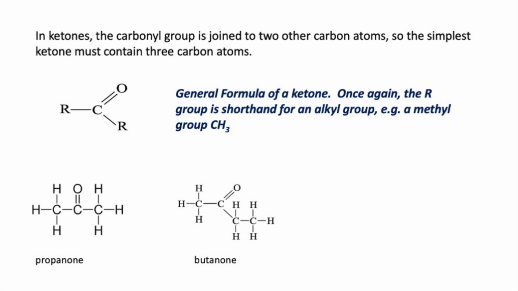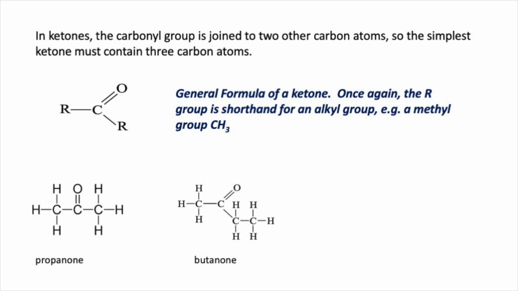Now in ketones, the carbonyl is joined to 2 other carbon atoms. So the simplest ketone must contain 3 carbons, and the general formula of a ketone is RC=OR, and once again R is shorthand for an alkyl group, e.g. a methyl group. And 2 examples of a ketone are shown here.